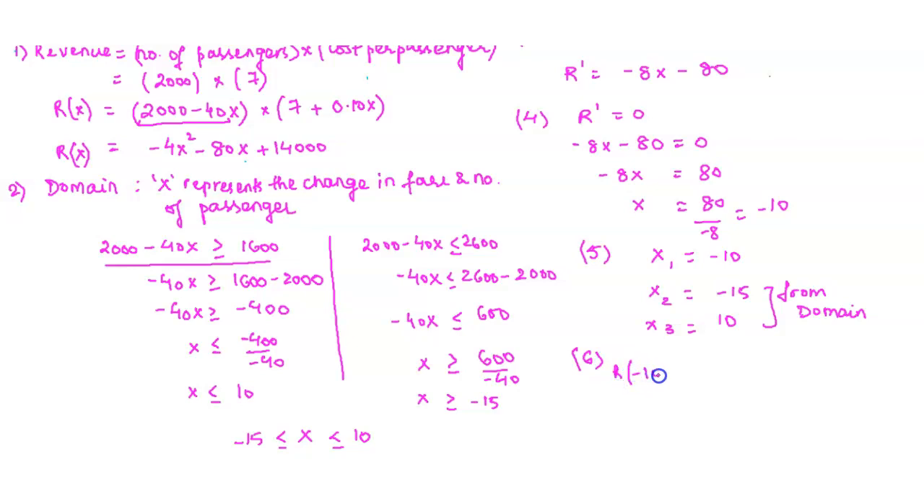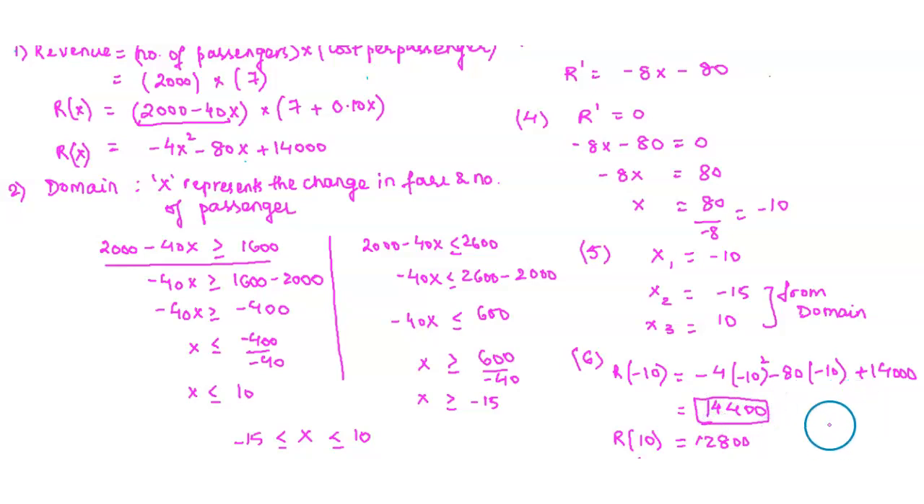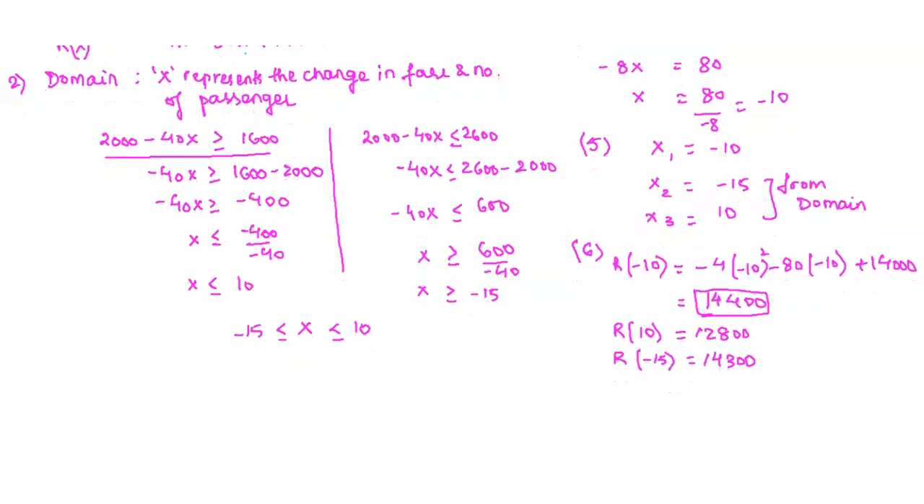When I sub in x as negative 10, my revenue equation looks like this, and the answer I got in this case is 14,400. Next, when I sub in the value of 10, my revenue is 12,800, and when I sub in negative 15, my revenue comes out to 14,300. Clearly, looking at this, we see this is the maximum revenue, and where do you see that maximum revenue? When your x is negative 10.